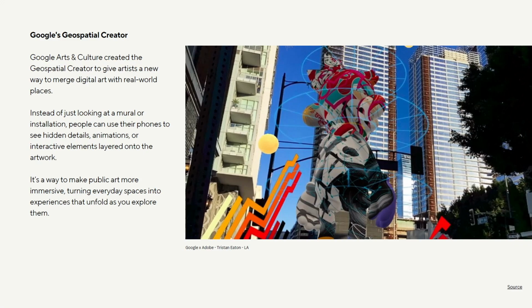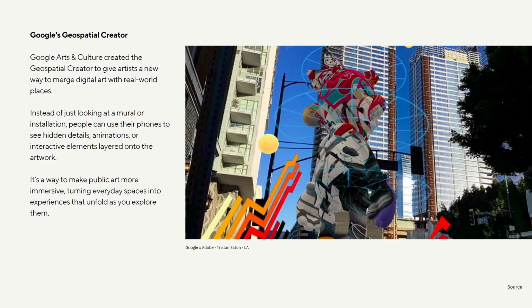And there is a link to this case study so you can go and see all sorts of examples. Again, it's in our presentation notes. And again, how do you merge digital art with real world places? So instead of just looking at that mural installation, you can use your phone to see hidden details, animation, or some sort of interactive element layered into the artwork.